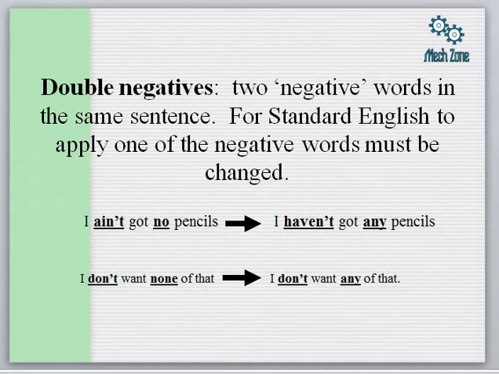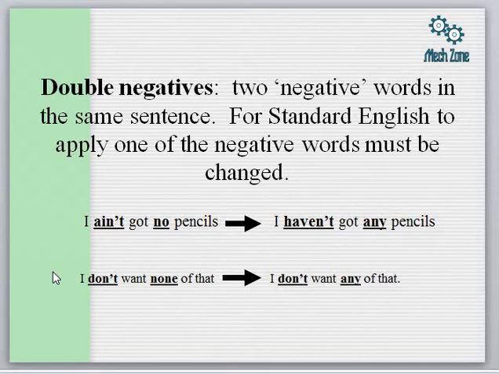And if there is more than one negative word in a sentence, then out of those words, one word will be dropped and the other will be modified. So for example, I ain't got no pencils. So ain't and no are the two negative words, or simply double negative words, which have been used in a single sentence. So ain't will be changed to haven't and no will be changed to any. So the correct sentence is I haven't got any pencils. Okay, this would be the corrected form.